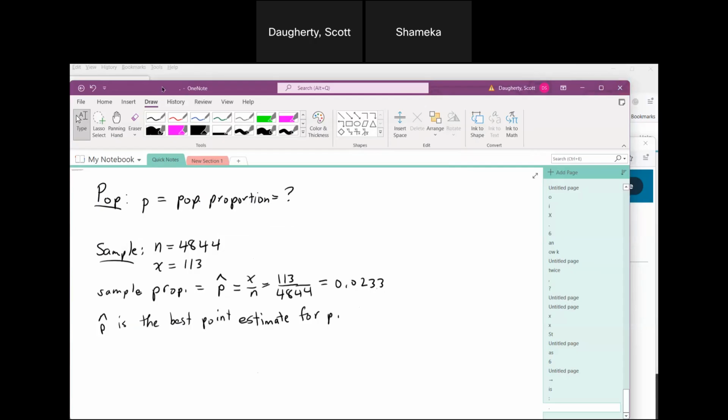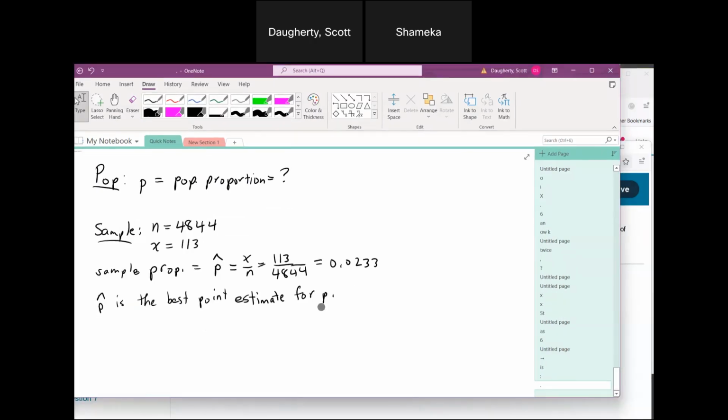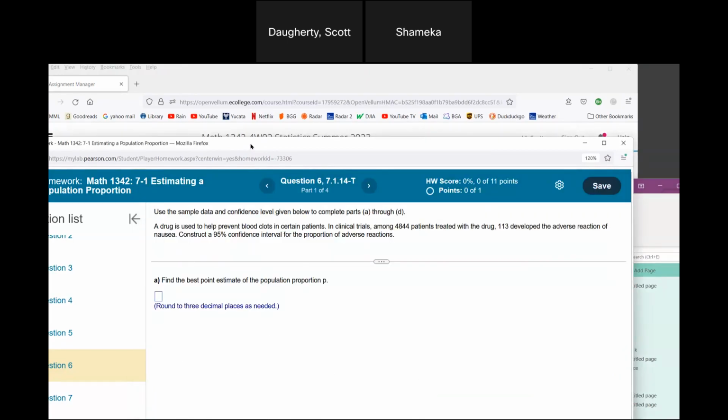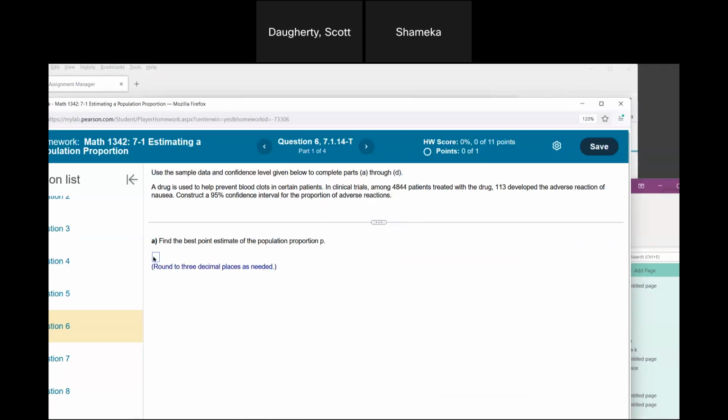Okay, but honestly, statisticians don't like using point estimates to estimate these sort of things. They prefer to estimate these parameters, like this population proportion, using what's called a confidence interval. So in this problem, I guess part A is find the point estimate, but then in part B, they're going to want us to find, so let me put this in.